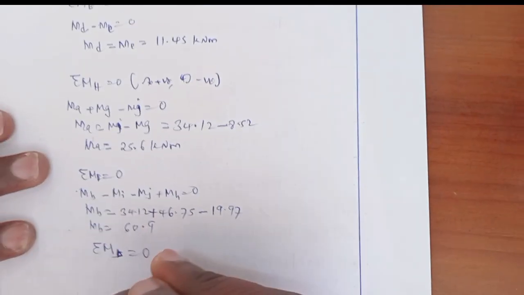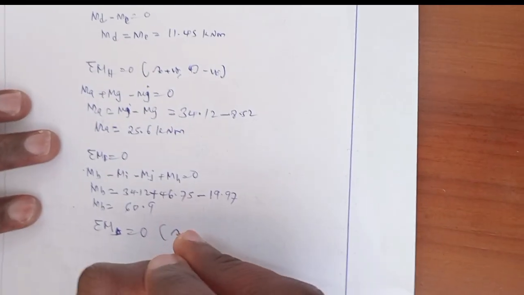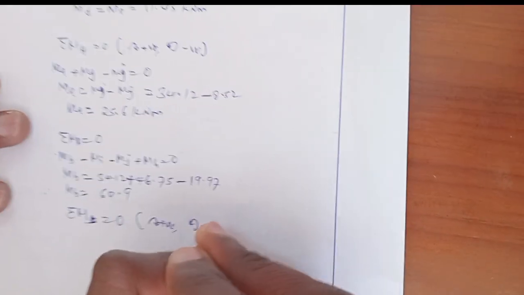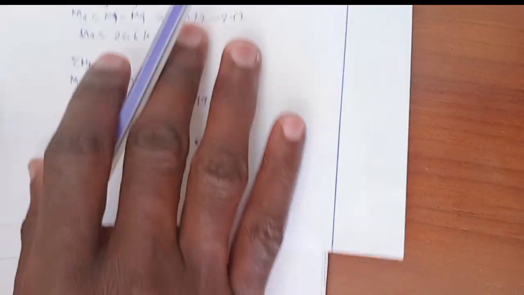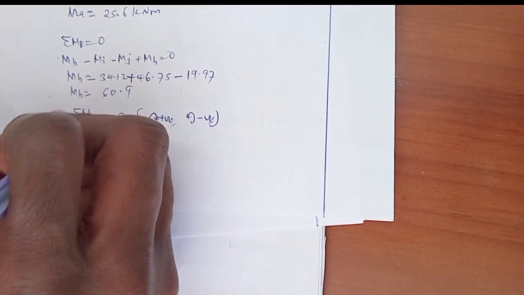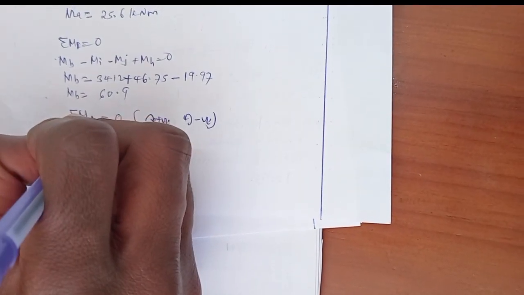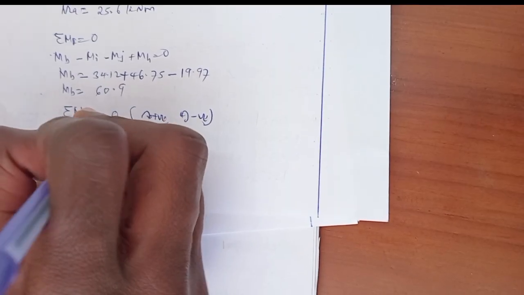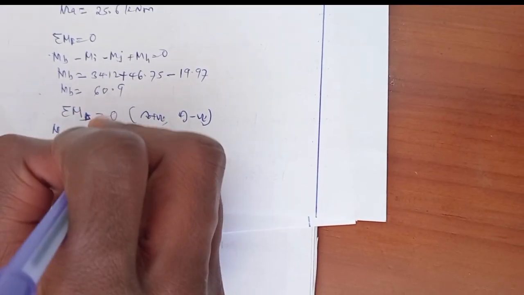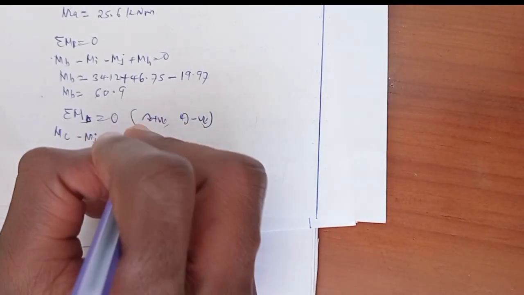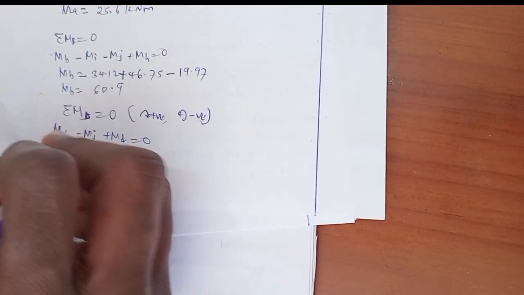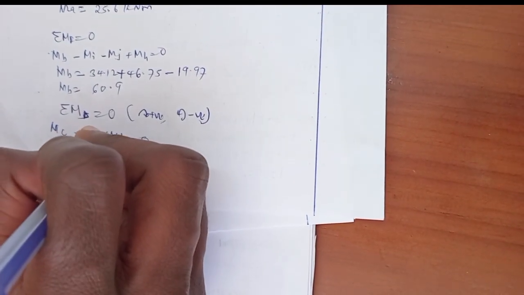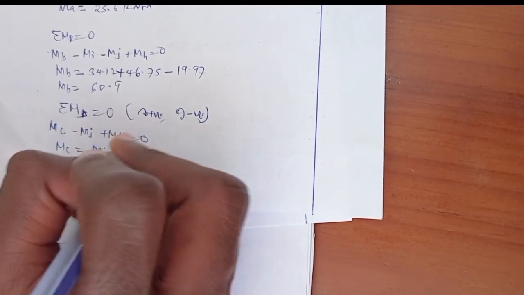Is equal to 0. So clockwise positive and clockwise negative. So MC, clockwise direction, minus MJ in anti-clockwise direction, plus MD, which is clockwise direction, is equal to 0. So MC will be MJ minus MD.